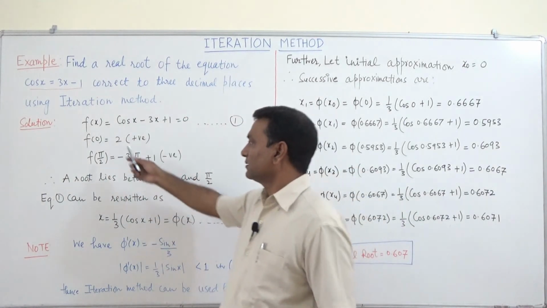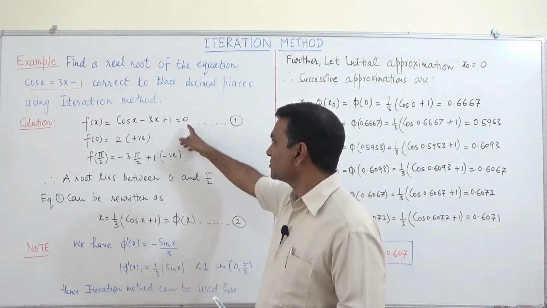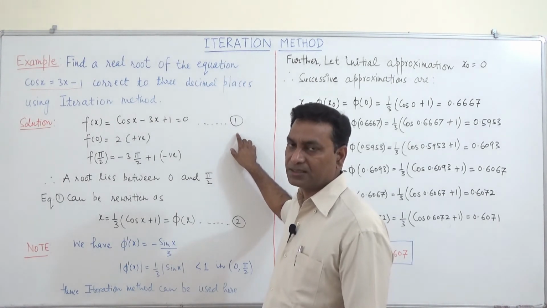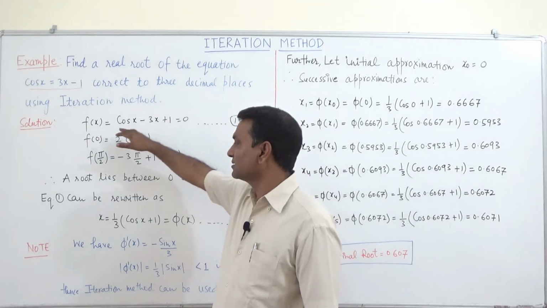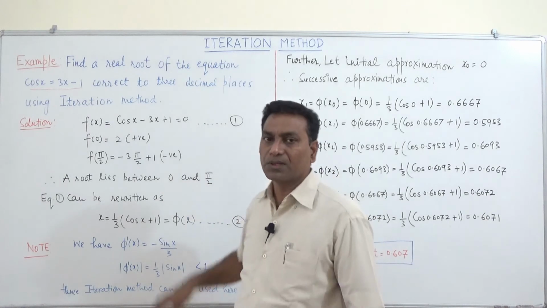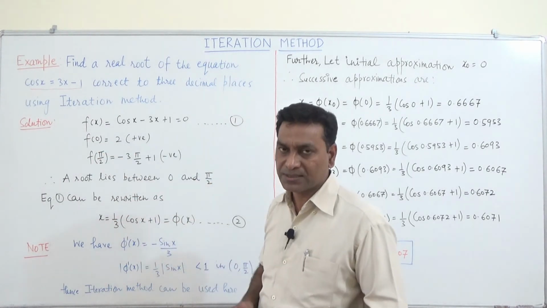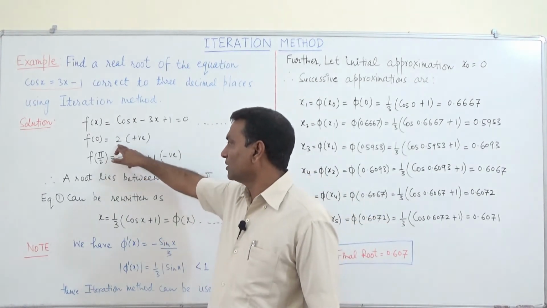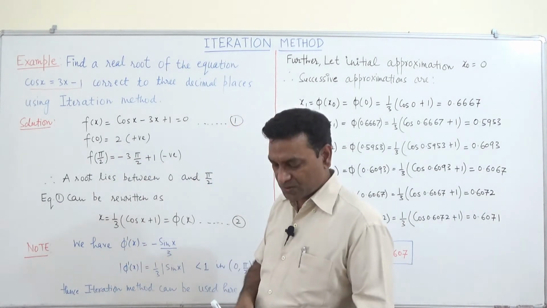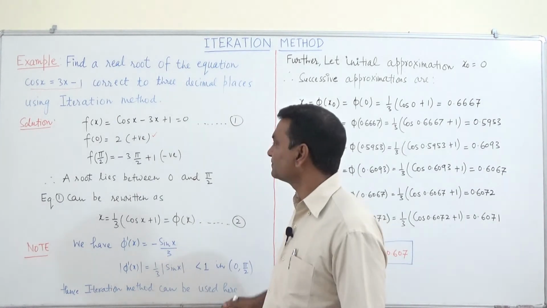Let f(x) = cos x - 3x + 1 = 0. Let us say this is equation number 1. Like we were saying in the iteration method, this is f(x). Now we will find f(0). We put the value of x as 0, and on calculation, which is a simple calculation, f(0) is 2, a positive value.